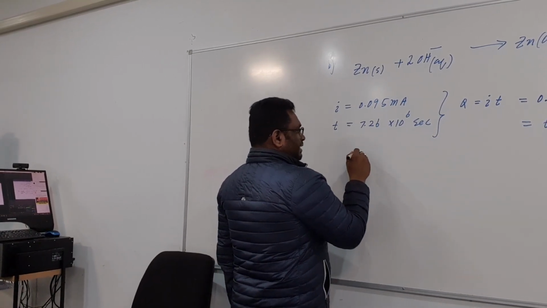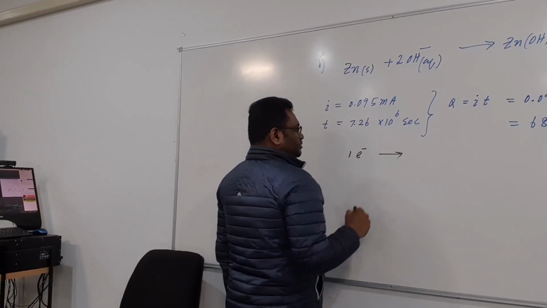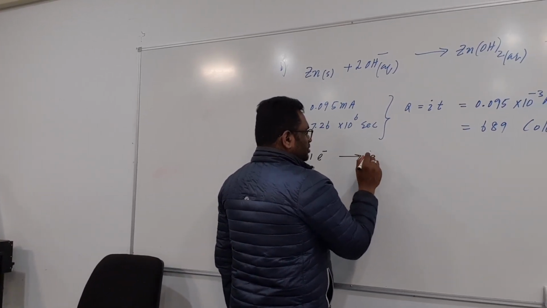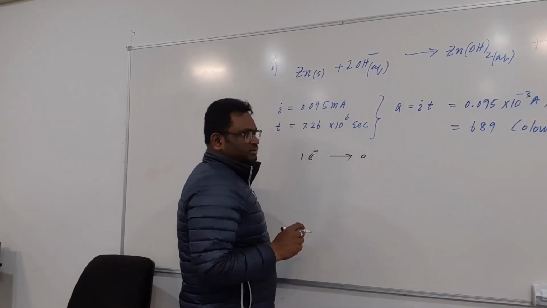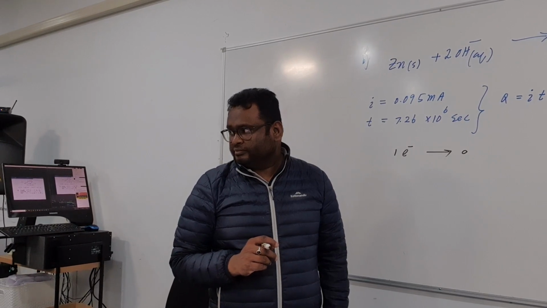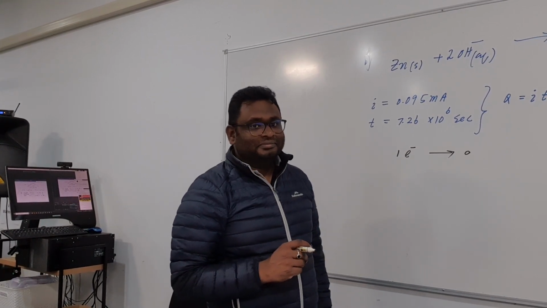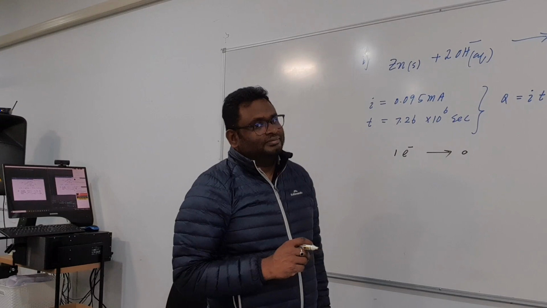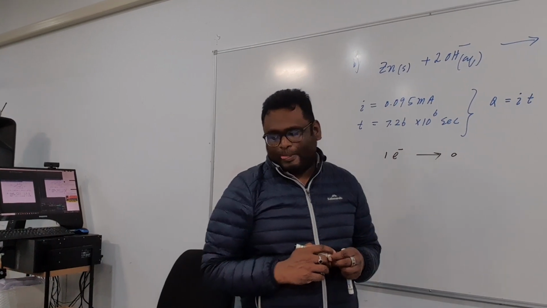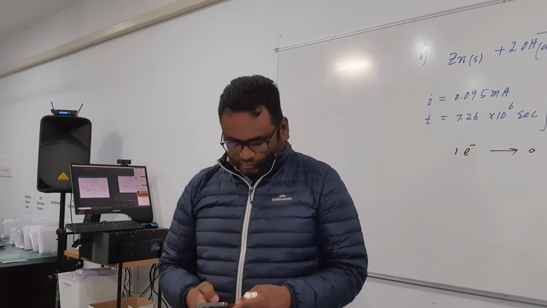One electron has how many coulombs? Negative 1.6 times 10 to the power negative 19 coulombs. One electron has negative coulomb, because it's a negative charge.